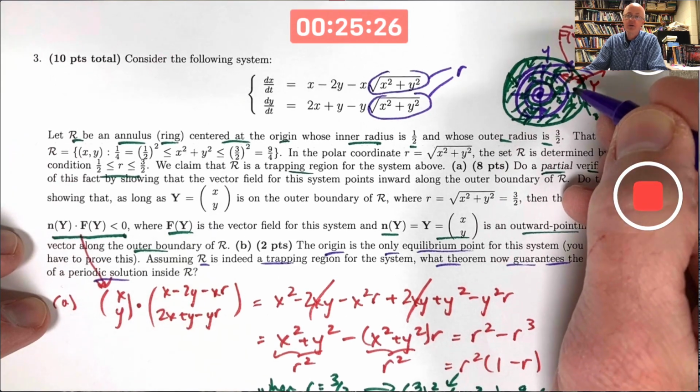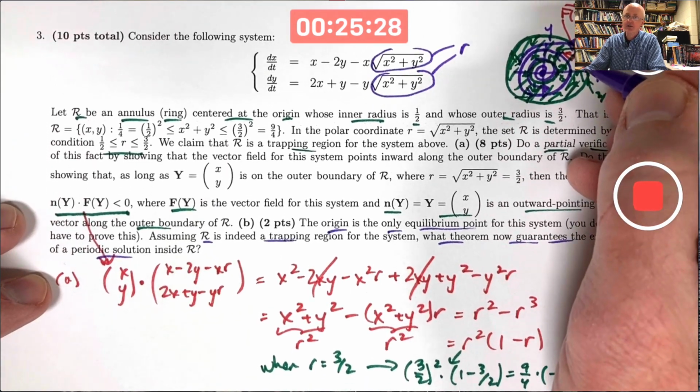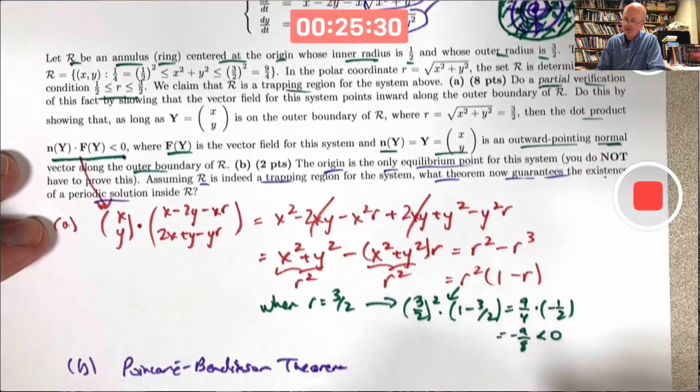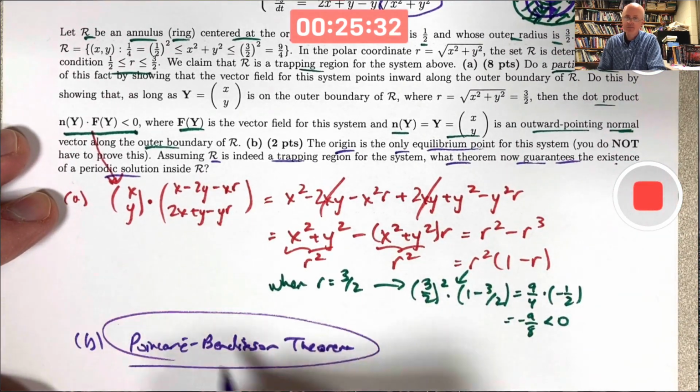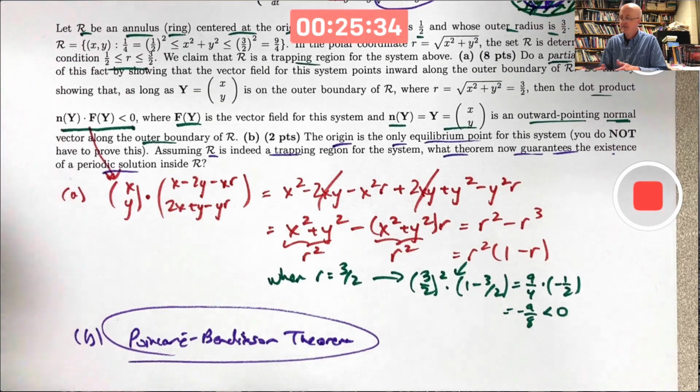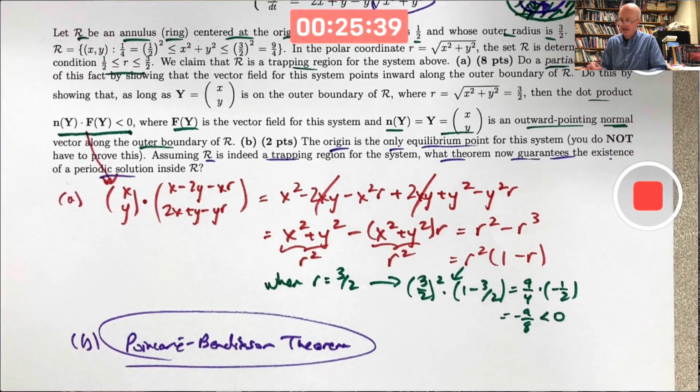There's no equilibrium points in there, and it's a trapping region. There's got to be a periodic solution in there. That's what the Poincare-Bendixson Theorem says, okay? Got to be at least one periodic solution. There could be more than one, actually, but there's got to be at least one. But that's the name of the theorem.